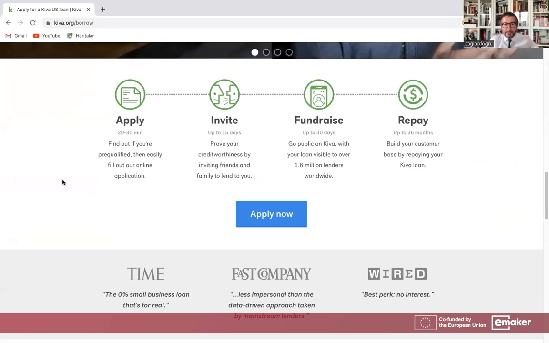Yes, you see the process here, applying in the borrowing section. Find out if you are pre-qualified, then easily fill out our online application. There are some standard questions here, and some self-rated things, and these are within 15 days. These are checked by the experts of the Kiva company. In this phase, up to 15 days, there's a chance to prove creditworthiness by inviting friends and family to lend to you. After that, fundraising, up to 30 days, and repay. Build your customer base by repaying your Kiva loan, up to 36 months. It's quite long.